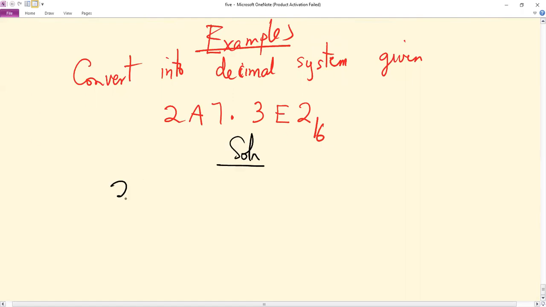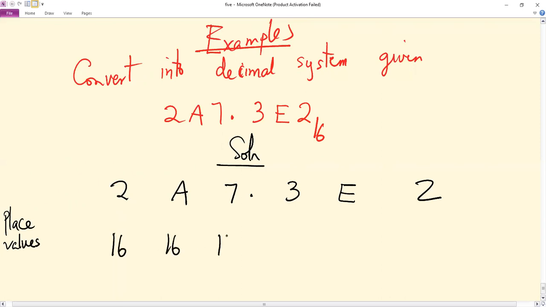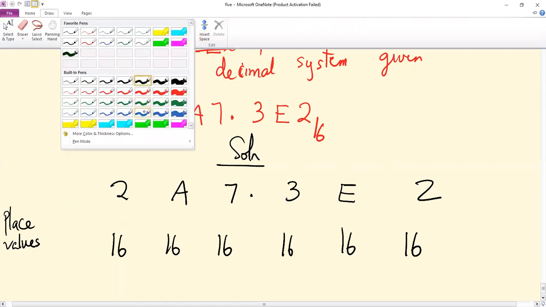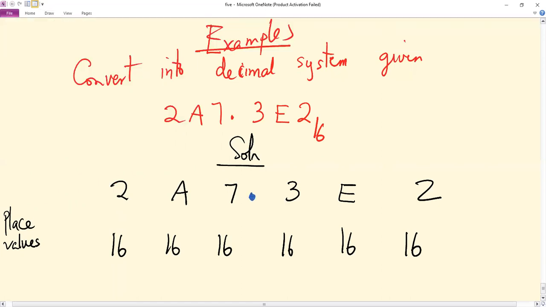As usual, just write the digits 2A7.3E2, and then write place values. Because this is base 16, you write 16 under each digit. And then you begin from the decimal point: this is 0, this is 1, this is 2, this is -1, this is -2, this is -3.